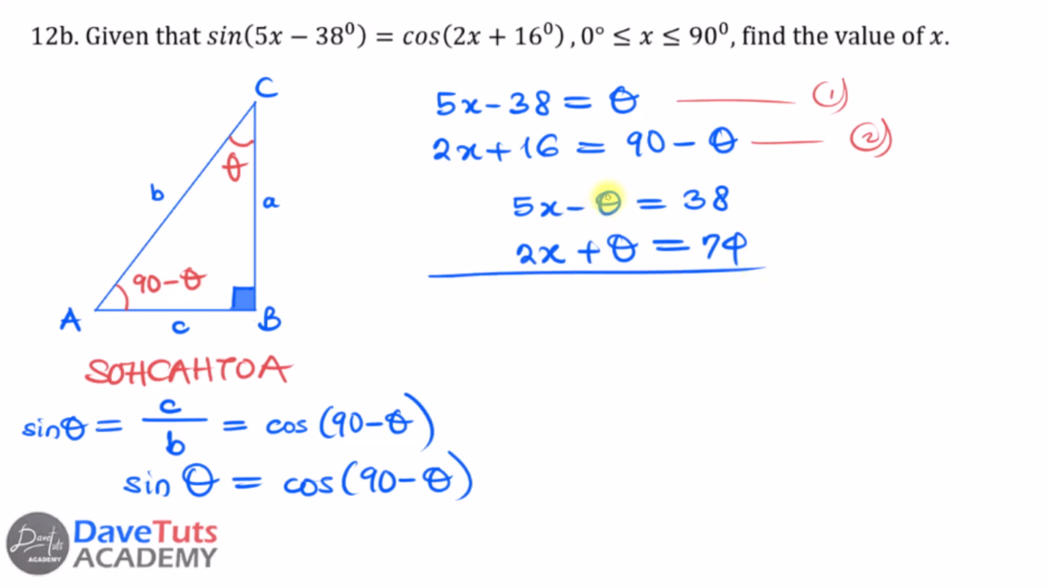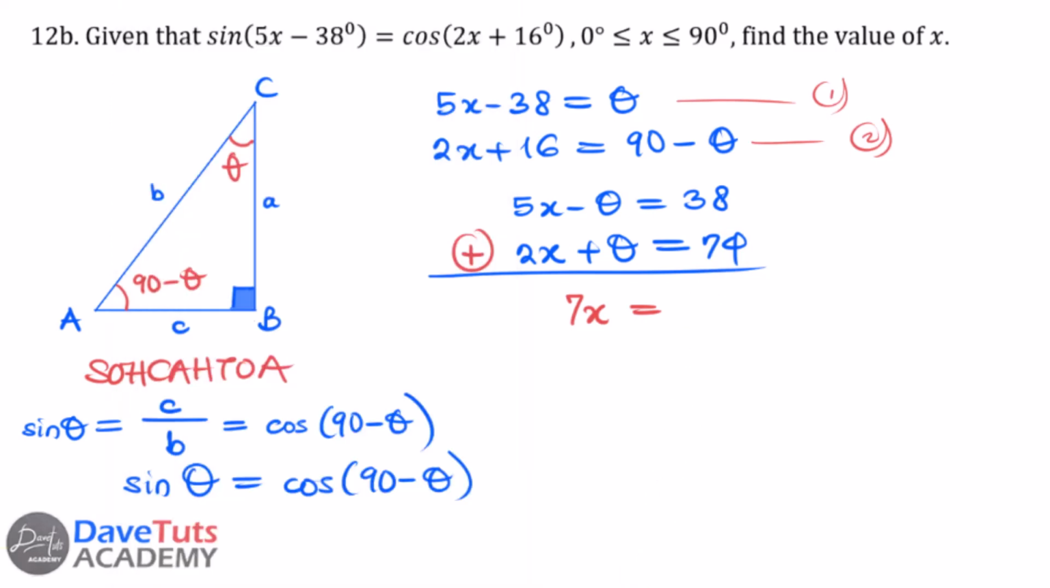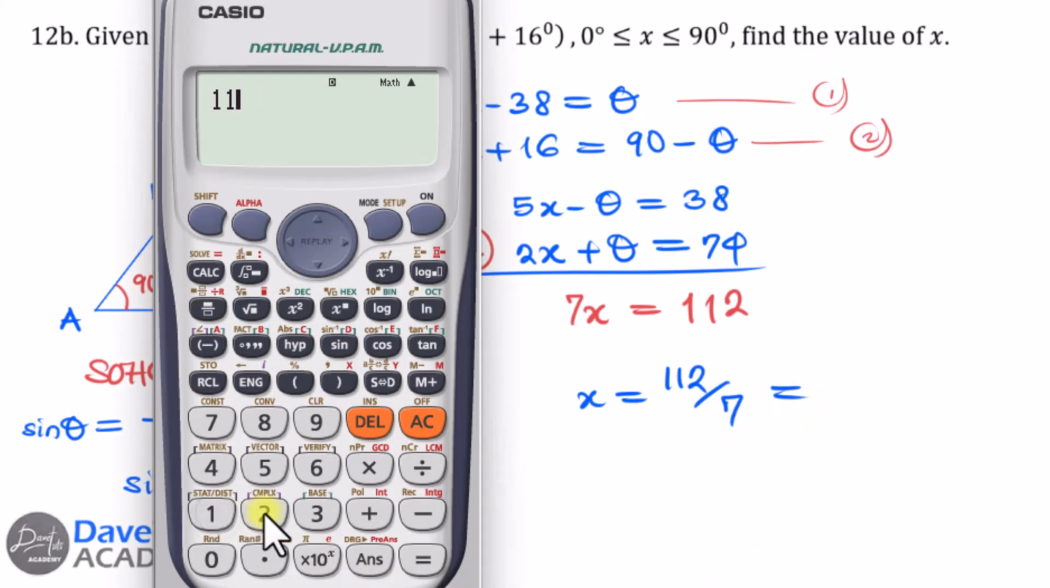Since I have negative theta and positive theta, I can add the two together. So if I'm adding them, 5x plus 2x, that will be 7x is equal to 38 plus 74. 38 plus 74, this is 112. Such that if I divide both sides by 7, I'm going to have x is equal to 112 divided by 7. And I can use my calculator to say 112 divided by 7 is going to give me what? 16.